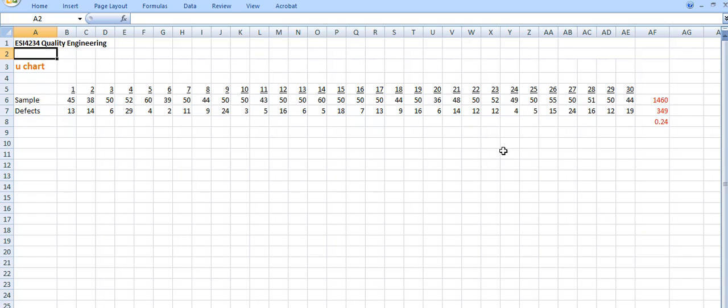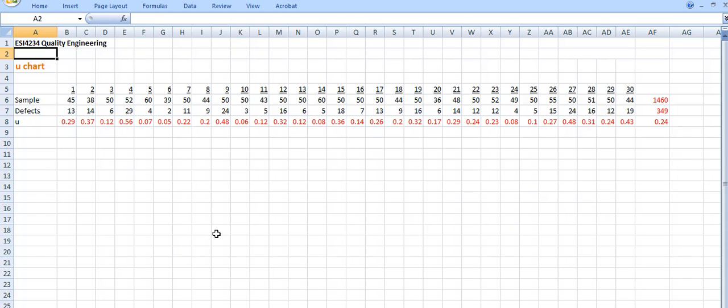Well, I can calculate my average overall, which will differ. The number is slightly different than it was for the C chart because the weighting of these defects is different based on the sample size, but it will usually be reasonably close as I go through. So I can then calculate my U value. My proportion in each sample is simply the defects divided by the sample size. So I get a proportion for each sample as I go through, and I'll have my center line sample associated with that.